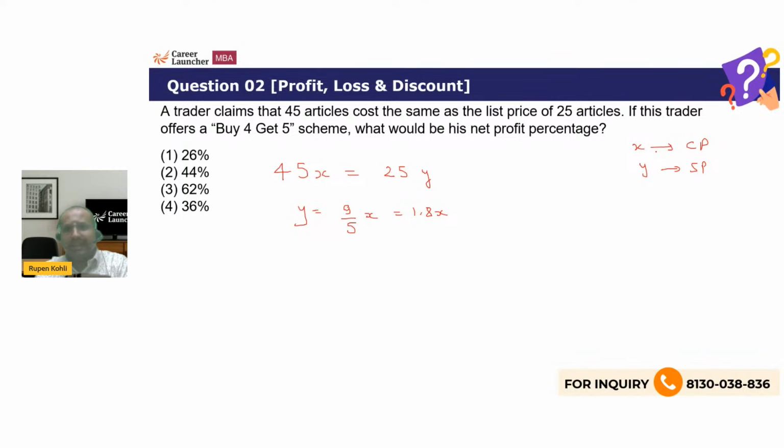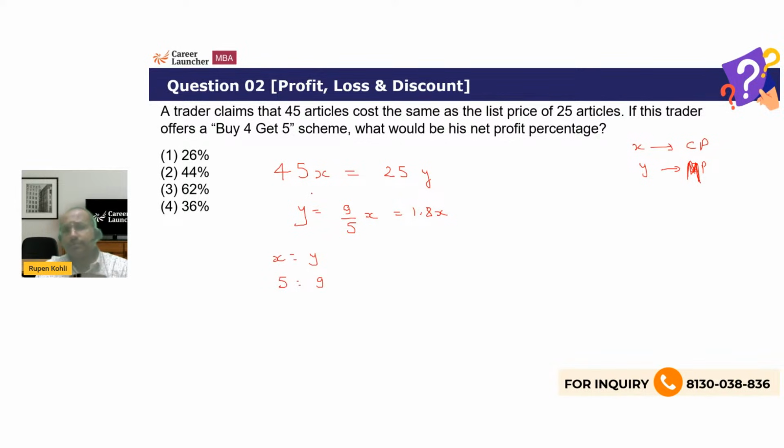List price x, actually y, is not the selling price but more like the marked price. That's what he's saying: list price, marked price, right? Okay, so basically there's an 80% markup. Now just focus on this ratio. X is to y is basically coming as 5 is to 9, right?